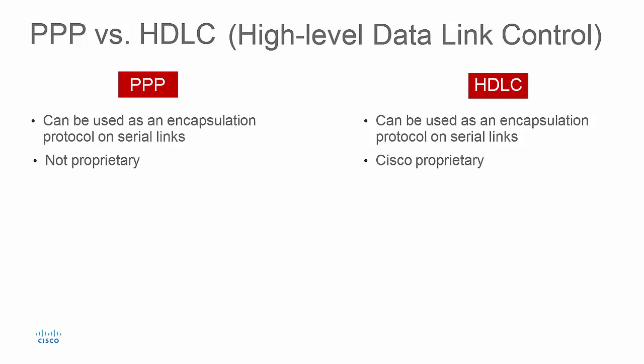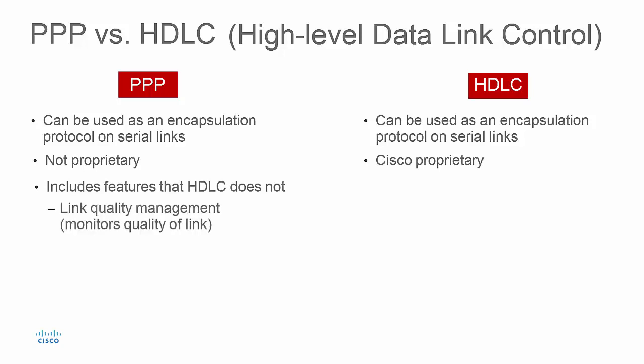What's more, PPP includes many features that HDLC does not. One of them is the link quality management feature that we've already mentioned. Okay, but what is this link quality management feature anyways? It's actually monitoring the quality of the link. Great, so we can monitor the quality. That's good. But is there more to it? Well, yes. In fact, PPP can take down the link if too many errors are detected. So it's not just monitoring, it's also taking action.